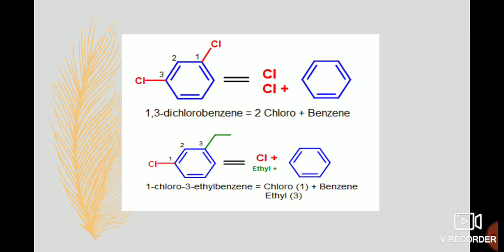And here the second molecule is 1-chloro-3-ethylbenzene. So what are the substituents? Chloro plus ethyl. Chloro on position 1, ethyl on position 3. So in the brackets we have indicated the positions of each substituent plus benzene. So this is the general way of nomenclature of the benzene derivatives, where we have a single substituent or more substituents, or an identical substituent more than one time.